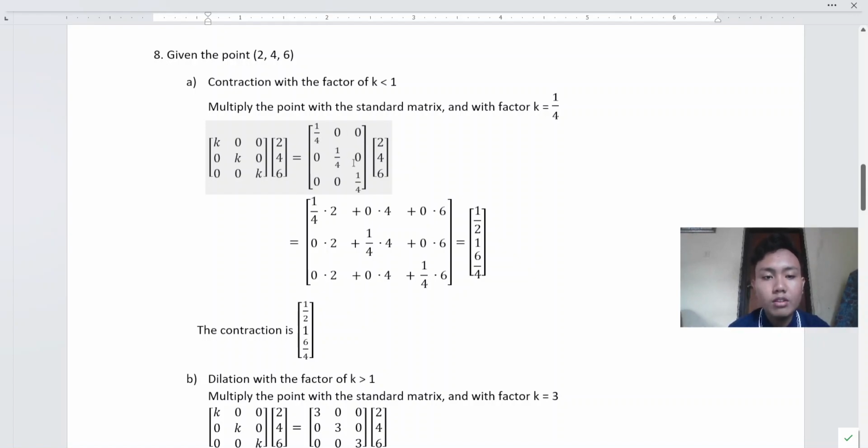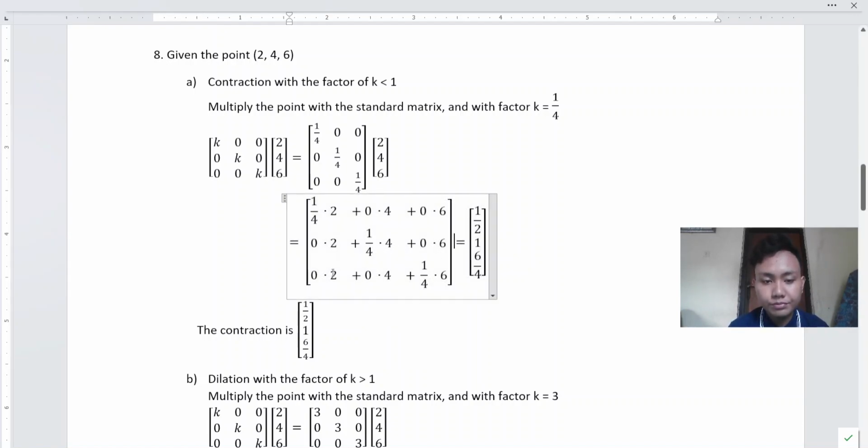We can multiply this with the point, that is 2, 4, and 6. So we get 1/4 times 2, it is 1/2, and because the others are 0, 0 times 4 and 0 times 6 are 0. So we get the result for the x is 1/2. For the y, because the other one is equal to 0, we multiply 1/4 times 4, it is 1. So we got 1 here.